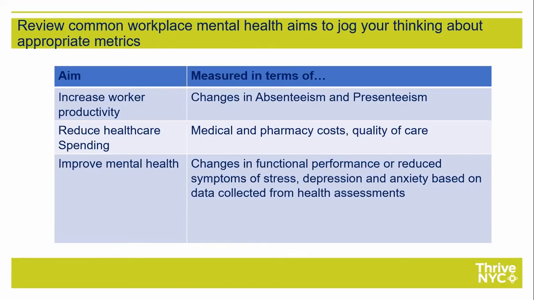Are there other measures of quality of care, for instance, employees who are served in clinics that utilize the collaborative care model, a model of treating mental illness in primary care clinics that you can look at? Or the general aim to improve mental health can include changes in functional performance or reduced symptoms of stress or depression based on data collected from health assessments.